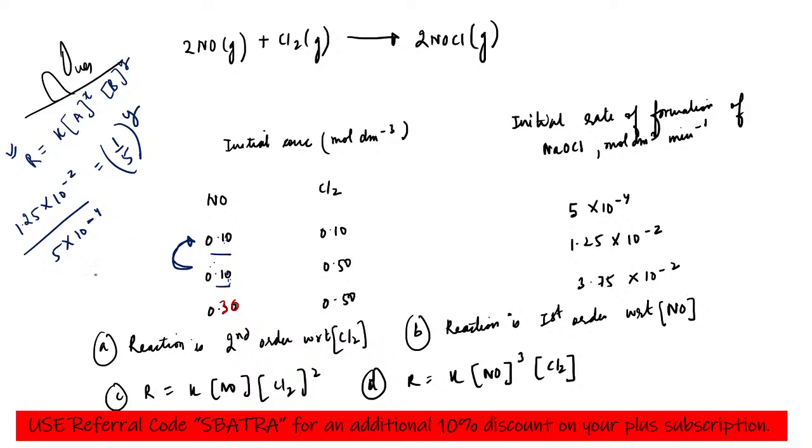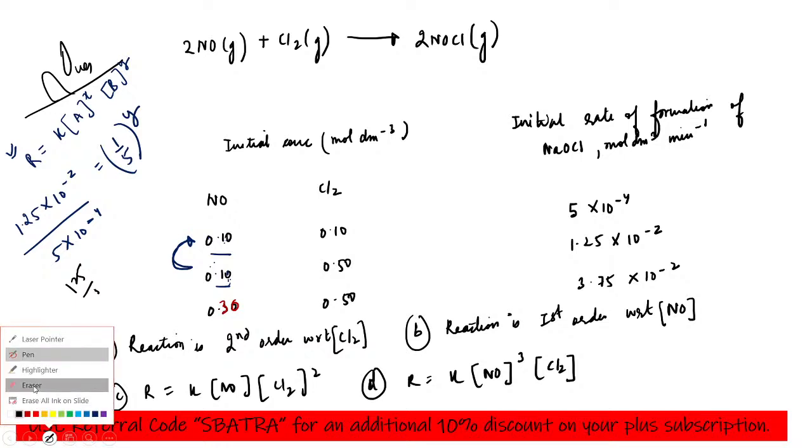So basically this will give you 10 to the power 2, and this is 125, and 10 to the power 2 divided by basically 5. So you just have to use this equation and find out the value of y. Just calculate this thing. It's very simple: 1.25 into 10 to the power 2, that is 125, divided by 5. This way you can calculate this value and find out the correct expression for your order of reaction.